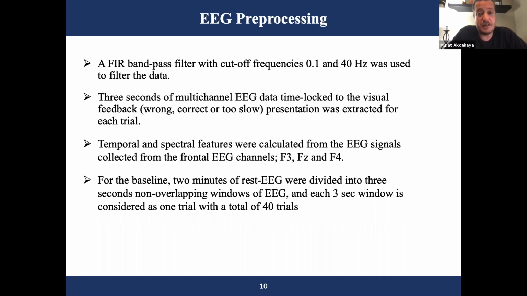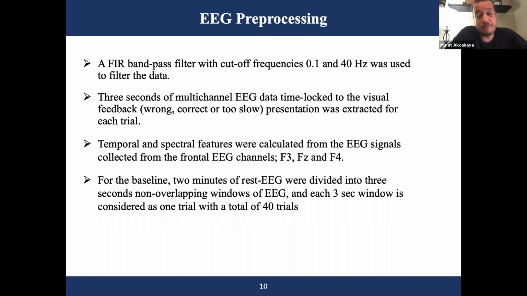And in this study, we are going to focus on 3 channels. These are our preliminary results, focusing on the 3 frontal channels. The selection of these channels is inspired by the literature. In addition to this, we also extract the same features from the same channels for the baseline.